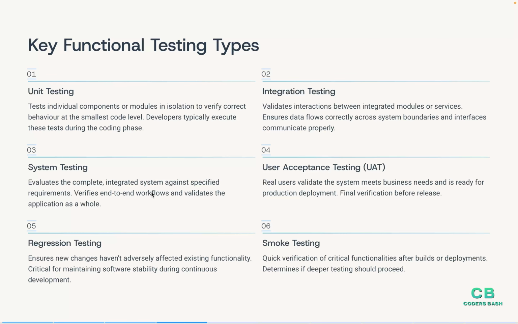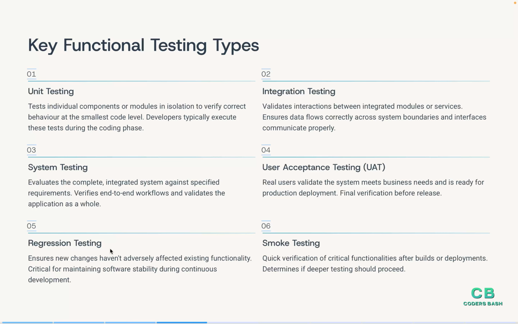Then we have system testing, which evaluates the complete integrated system against specified requirements. So basically you can say we perform end-to-end testing in system testing. Then we have user acceptance testing, which is usually referred to as UAT. Under this one, real users validate whether the system actually meets business needs and is ready for production deployment. And then we have regression testing. So we perform regression testing to ensure that new changes haven't adversely affected existing functionality, critical for maintaining software stability during continuous development.